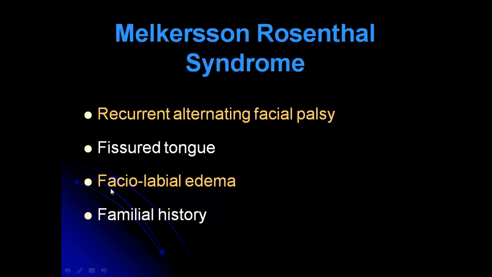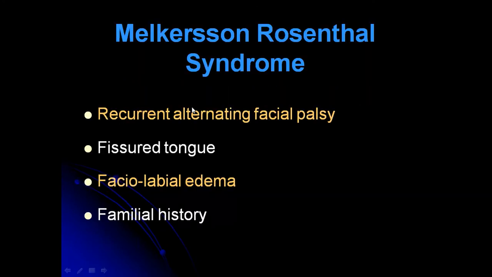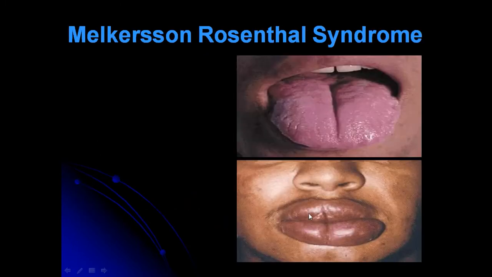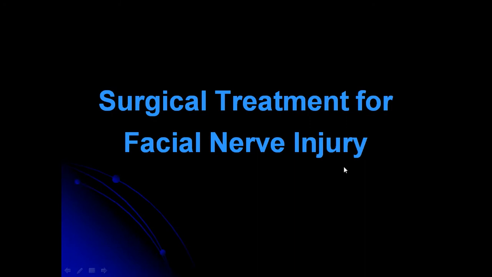Mobius syndrome, as you could see, is when the sixth cranial nerve is also involved along with the seventh cranial nerve. It is congenital. Melkersson-Rosenthal syndrome is associated with recurrent facial palsy, fissured tongue, and lip edema with a family history. It's called Melkersson-Rosenthal syndrome.